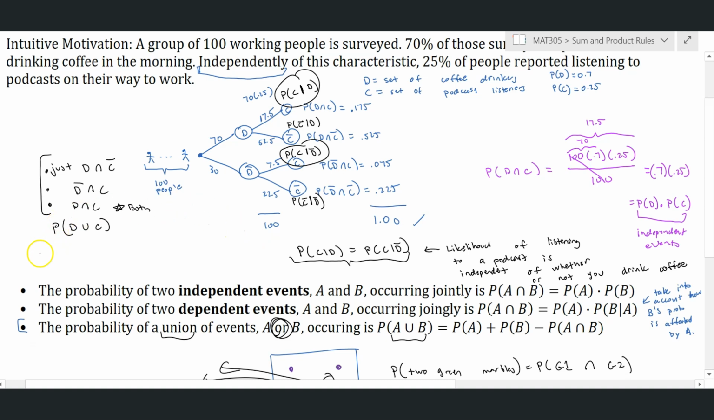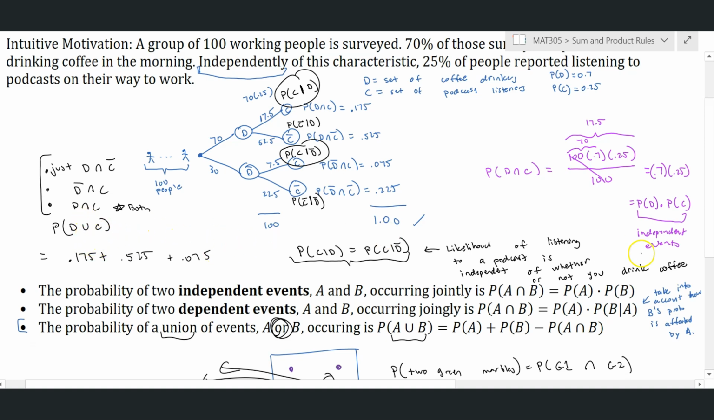And if we look at where these probabilities are, we can just add 0.175. Okay, so that's doing both. Plus, here we're doing just drinking coffee, 0.525. And then finally plus the 0.075. Or you could just take 1 minus the 0.225, and that would give the same answer. But in general, notice that this formula says the probability of A or B is the probability of A plus the probability of B minus the probability of both. So that's a slightly different formula.